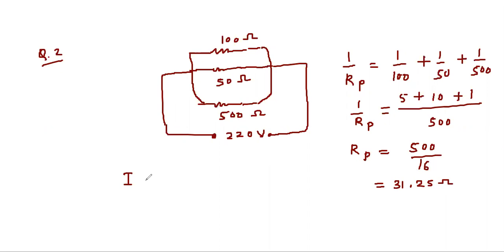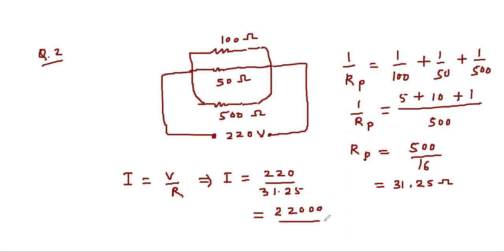So I equal to V upon R, which gives I equal to V. We have 220 volt and resistance is 31.25. So if we simplify it, from here 2 zeros we can shift in numerator, 0 divided by 3125, then we can divide it. So answer will be 7.04 ampere. Now let's go to next question.